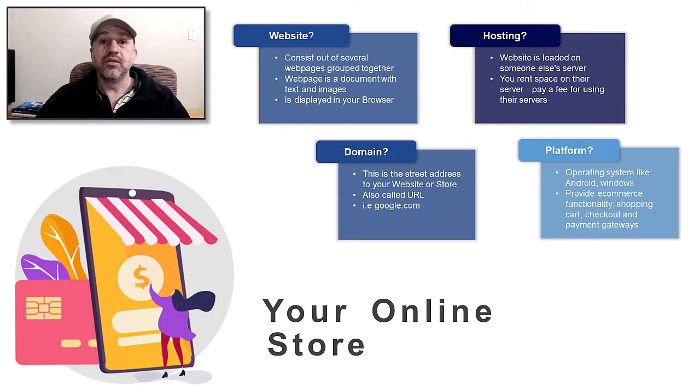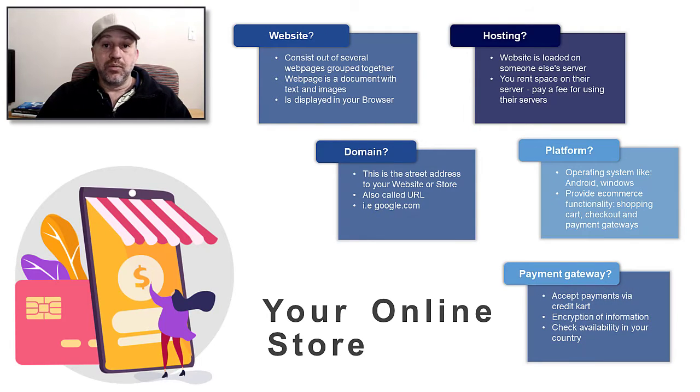Next on the list is platform. Platform is like your shop's operating system. The operating system ensures that everything works together. So the platform must provide e-commerce functionality to your shop, and e-commerce functionality includes your shopping list, your checkout pages, and integration to a payment gateway. An example of a platform is, for instance, Wix or Shopify and WordPress with WooCommerce plugins.